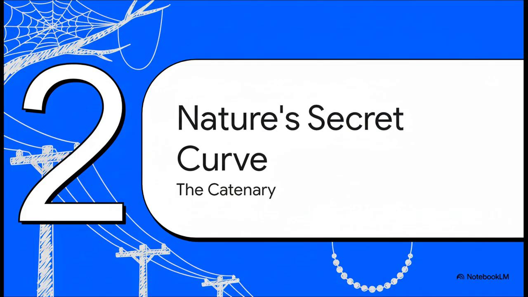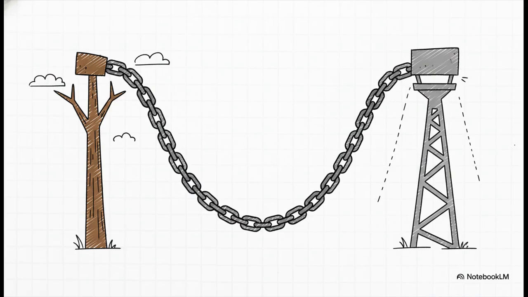All right, let's totally switch gears. I want you to forget about jerky cars for a second and just look at the world around you. Think about power lines hanging between two poles, or a necklace resting on your neck, or even a spider's web. They all make the exact same beautiful natural curve. That curve actually has a name. It's called a catenary, which comes from the Latin word for chain.